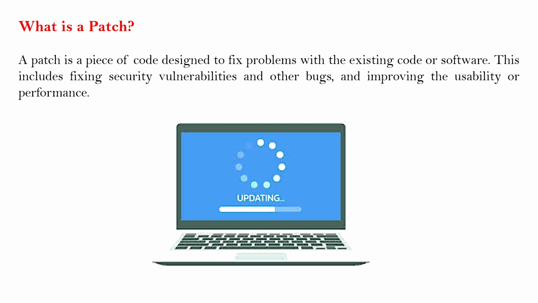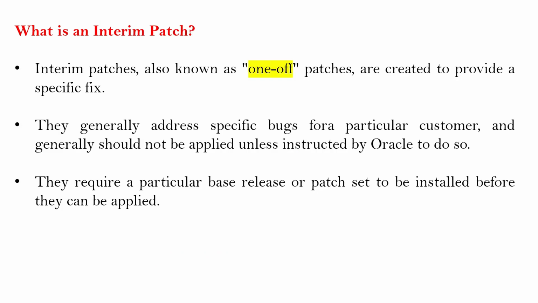Specifically in this video, I'm going to talk about the problems or conflicts that we get with respect to patching. The first is the interim patch. What exactly is the interim patch, which is also called the one-off patch? Interim patches, also known as one-off patches, are created to provide a specific fix. They generally address specific bugs for a particular customer and generally should not be applied unless instructed by Oracle to do so.